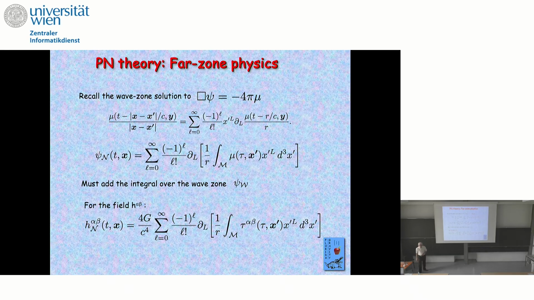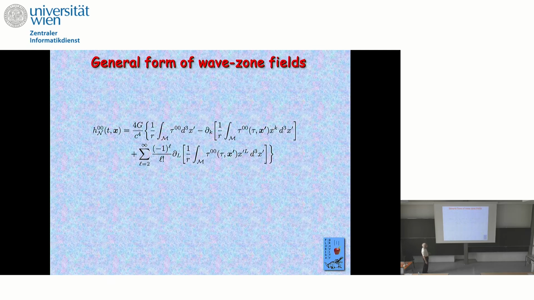And now I want to explore the general nature of these far zone fields, starting with h00. So now we're going to look component by component to see what these things look like. So let's look at the first, second, and third terms of this h00, and then just look at the sum from L equals 2 to infinity.